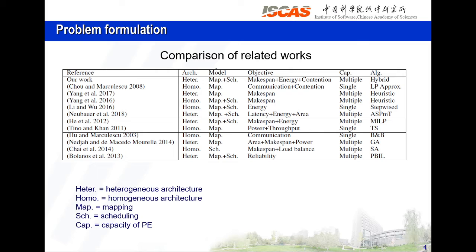Although some related works have discussed this optimization problem, no one considered the mapping and scheduling optimization of the main span, the energy consumption, and the communication contention concurrently on heterogeneous architectures with multiple capacities. The model is closer to the actual situation, yet more difficult to solve.